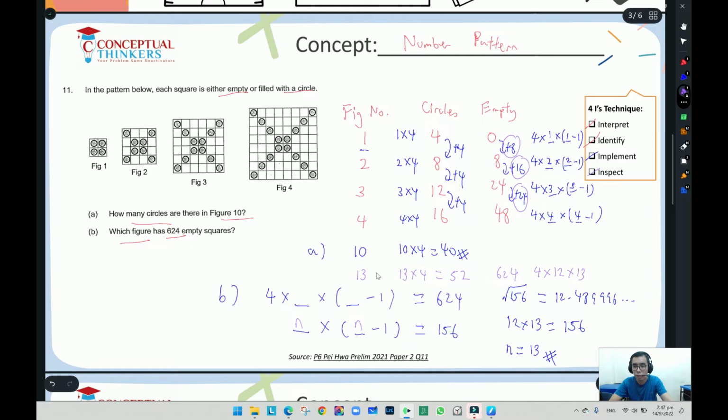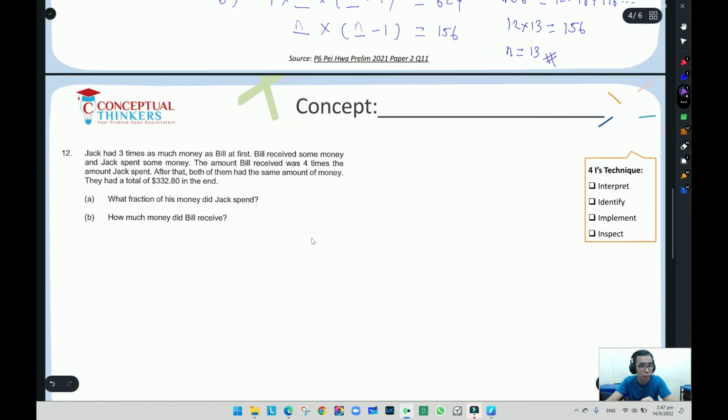So in desperate measure during exam, let's say that you can't do any of the number pattern question. Now my suggestion to the student will be to list it out. Yeah, so let's go to the next one.